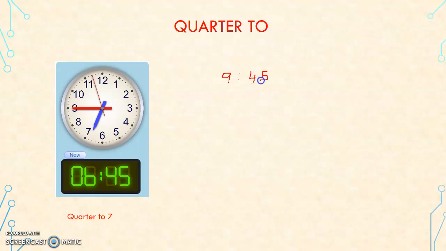9:45 ആണ് ടൈം ആണെന്നുണ്ടെങ്കിൽ how will you read this? This is 15 minutes കഴിഞ്ഞാൽ ഏതാ ടൈം വരുന്നത്? 10 o'clock ആണ്. So this is read as quarter to 10. Quarter to 10. This is not quarter past, quarter to. അതായത് 15 minutes കഴിഞ്ഞാൽ അടുത്ത ടൈം ഏതാണ് വരുന്നത്? 10 o'clock ആണ്. 10 o'clock കഴിഞ്ഞിട്ട് 15 minutes അല്ല. This is referring to a time before 10 o'clock. 15 minutes കഴിഞ്ഞിട്ടേ 10 o'clock ആവുള്ളൂ. So this is read as quarter to.